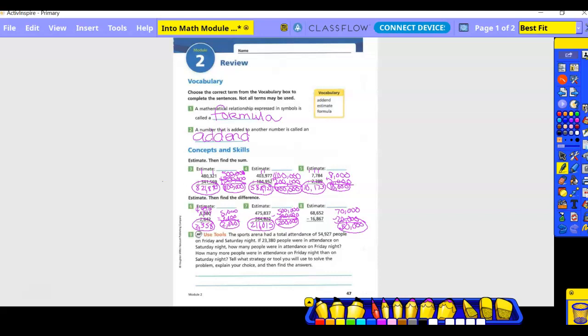Okay. Can I take 7 from 2? No, so this becomes a 12. The 5 becomes a 4 because you go next door. Can I take 6 from 4? No, so this becomes a 14. Then my 6 becomes a 5. Can I take 8 from 5? No, so it becomes a 15 and my 8 becomes a 7. Do I need to regroup anymore? No, because I can take 6 from 7, and then of course I can take 1 from 6.